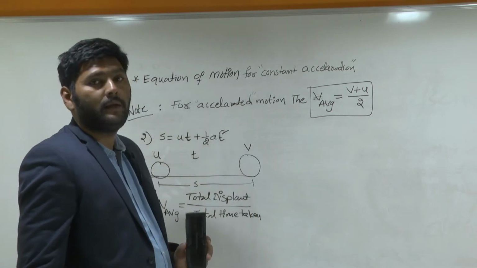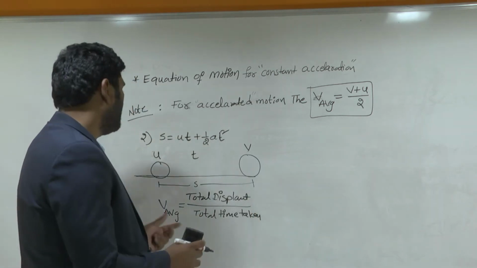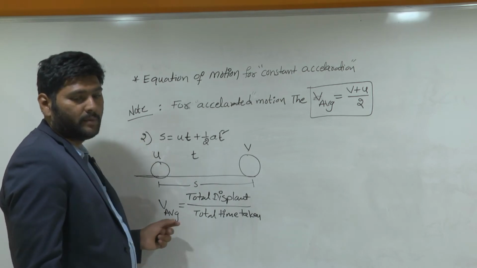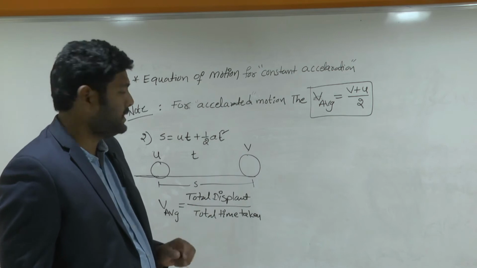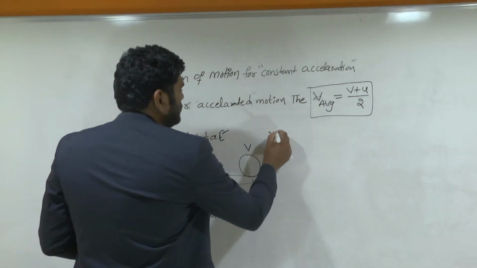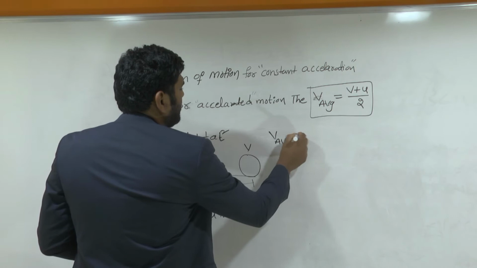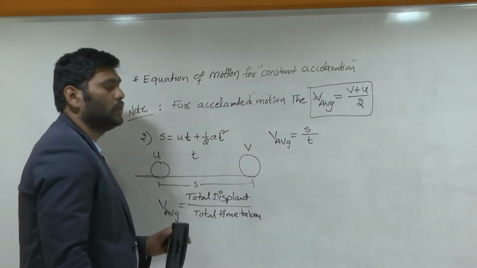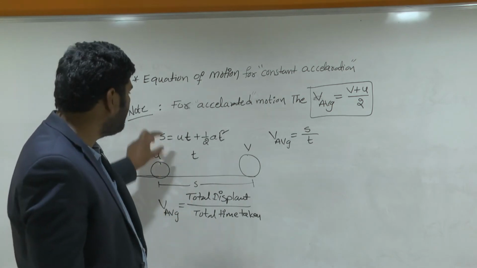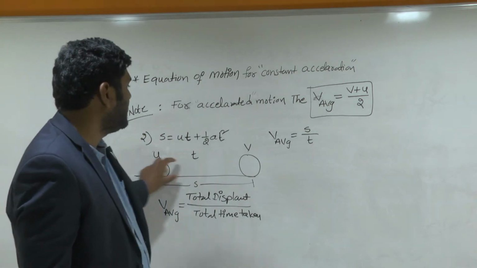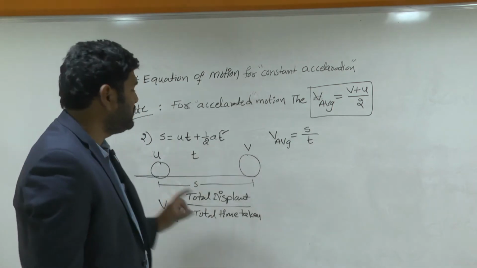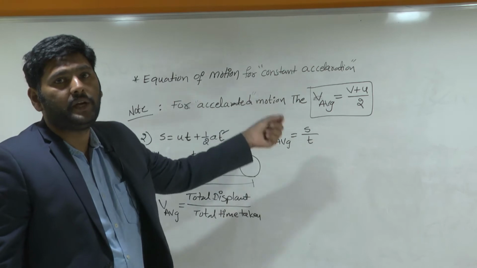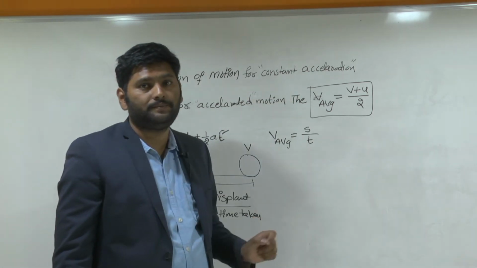Total displacement by total time taken will be the average velocity. Understand? So here, total displacement, let me take s. Total time taken is t. But in this situation, the object is getting accelerated. When the object is getting accelerated, what is the average speed or average velocity formula?